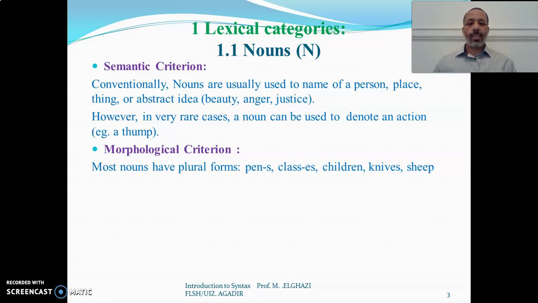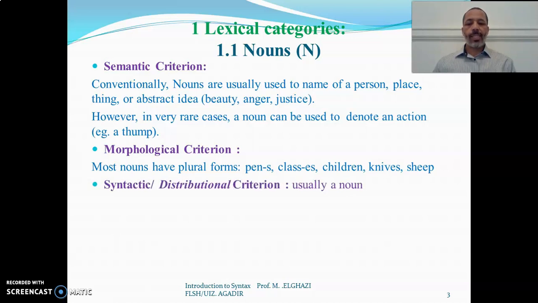The second characteristic of nouns has to do with their morphological specification. Most nouns have plural forms. They inflect for the S of the plural in English if they are regular, like pen becomes pens, class becomes classes. If the noun is irregular, then the plural becomes irregular, like children, knives, sheep, which has no morphological change.